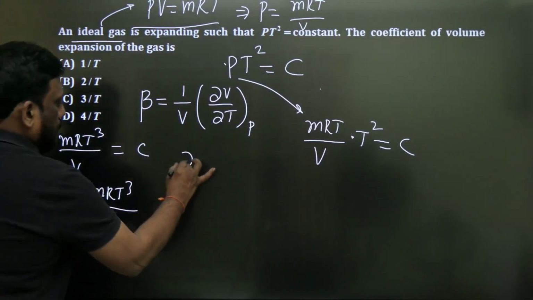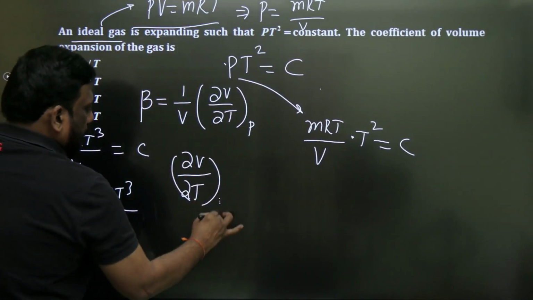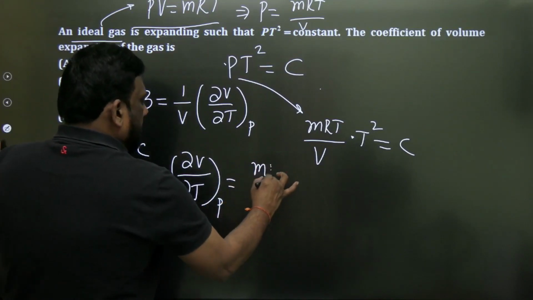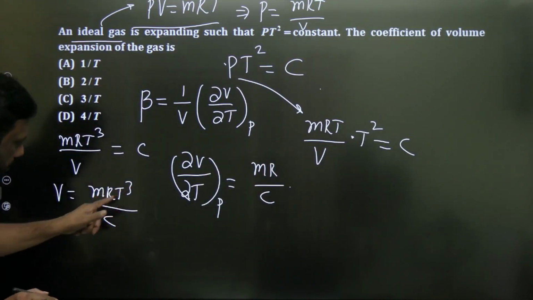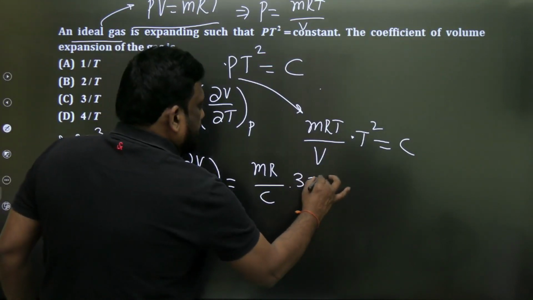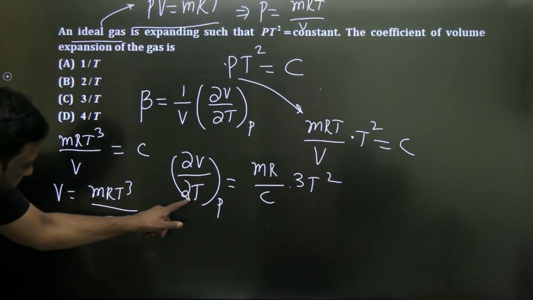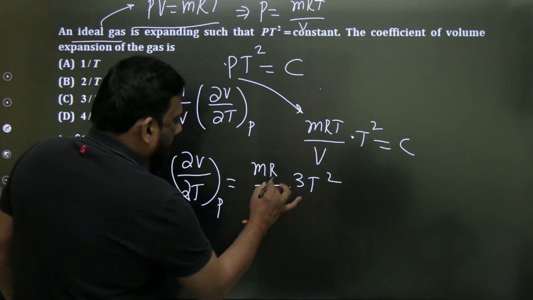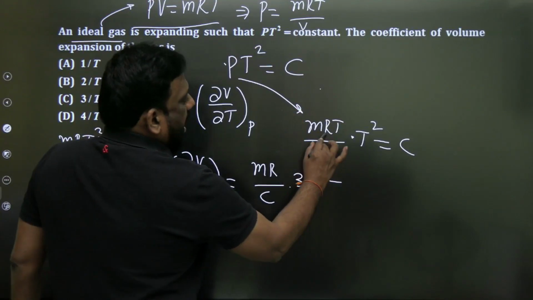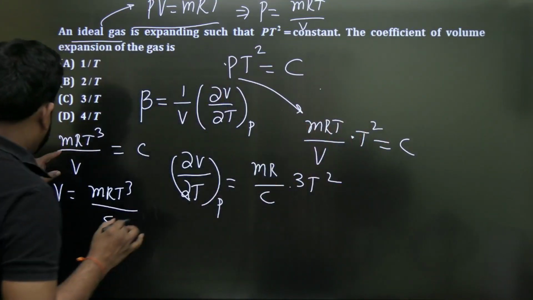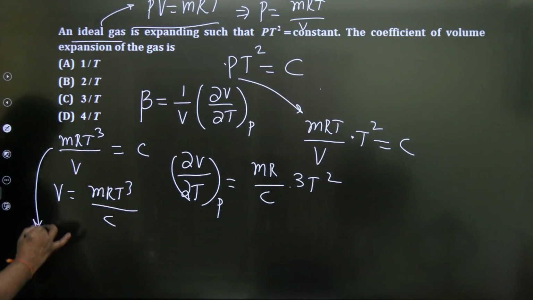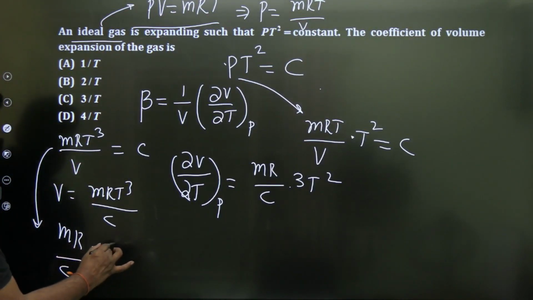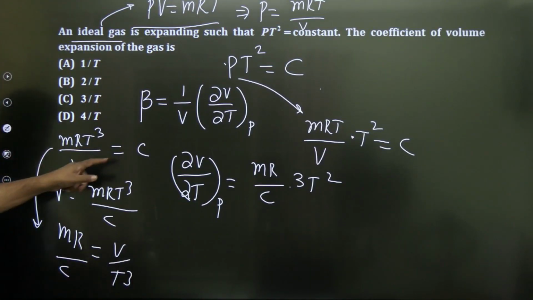Now, let us calculate dou V by dou T at constant pressure. dou V by dou T is, look, mR by C is constant. T cube, you are differentiating with respect to T, so it is 3T square. Now look, sirs, what is mR by C? Write it here. mR by C can be written as V by T cube.